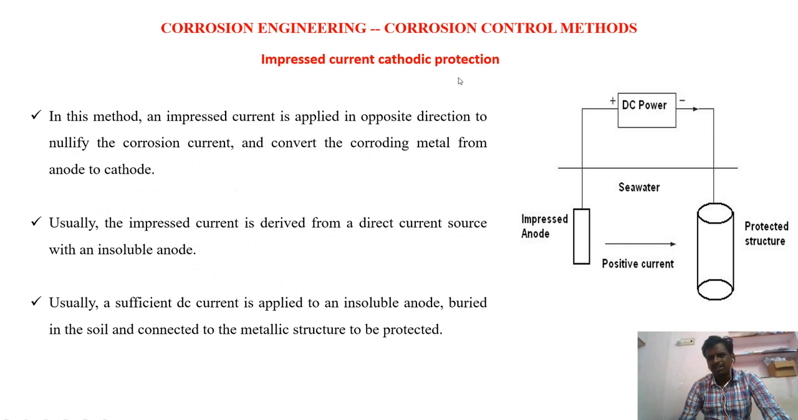So the next one is impressed current protection. In this method, the protected structure and an anodic metal are both connected to a power supply. Here DC current is given in the direction opposite to that of the corrosion current. That means the corrosion current is nullified by supplying electrical power. That is the main concept behind this corrosion protection method.